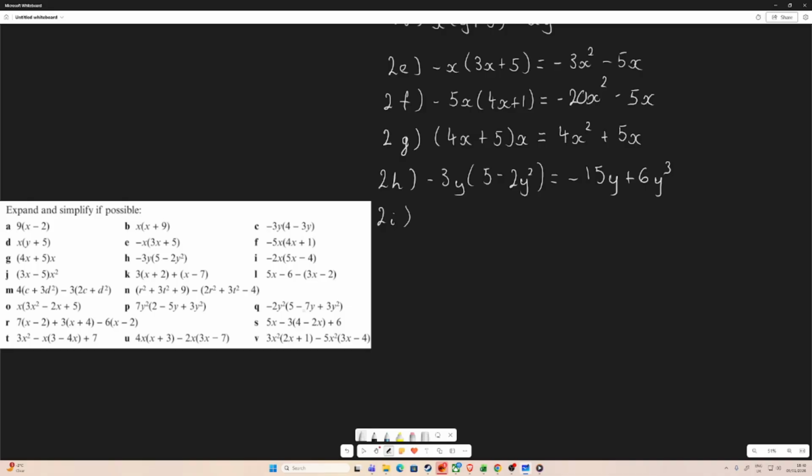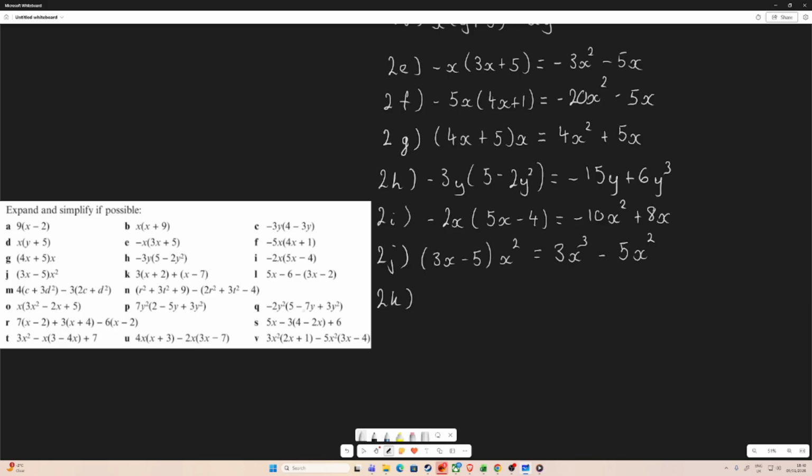2i, negative 2x into 5x minus 4. That will be negative 10x squared plus 8x. 2j. We have in the brackets 3x take away 5 times x squared, so that is 3x cubed minus 5x squared. 2k.